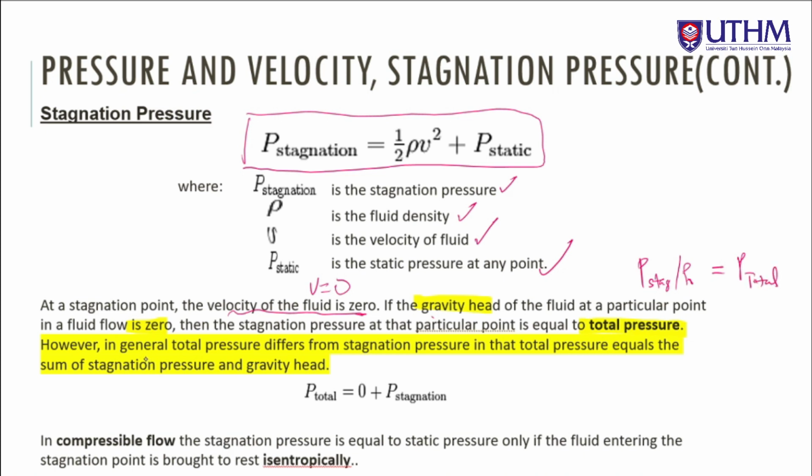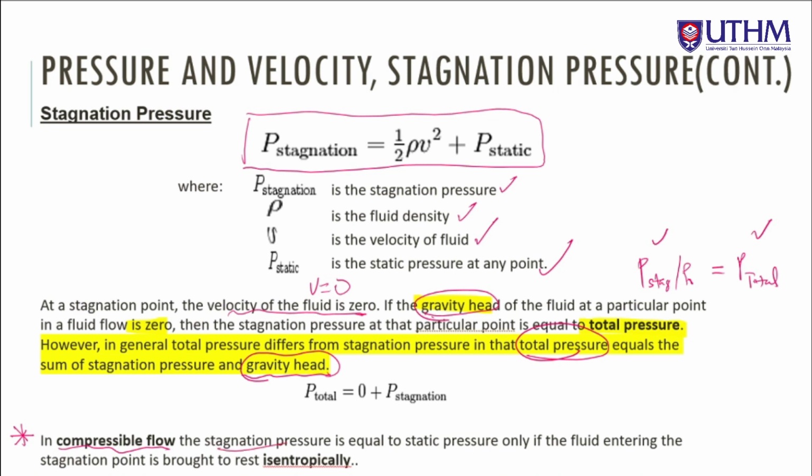However, in general, total pressure will differ from stagnation pressure, in that total pressure is actually equal to the sum of stagnation pressure and gravity head. Okay, actually we have to consider gravity head as well for total pressure. But if let's say gravity head is not to be considered, we can consider P total is equal to the stagnation pressure. And this is just an additional note for compressible flow, meaning fluid flow that can be compressed.